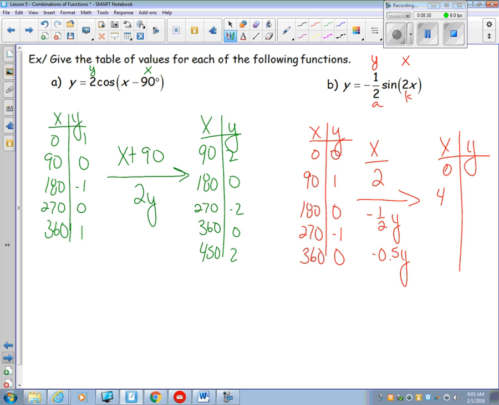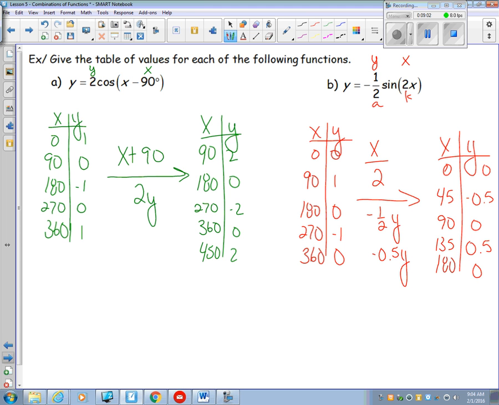0, 45, 90, 135, 180. Negative 1/2 of 0. Well, that's still 0. Negative 0.5 times 1 is negative 0.5. 0 we said was 0. A negative times a negative will make a positive 0.5 here, and then 0 is 0. And there's your new table. We've reflected it and compressed it vertically, and we've also compressed it horizontally. So this would be a really squishy one.